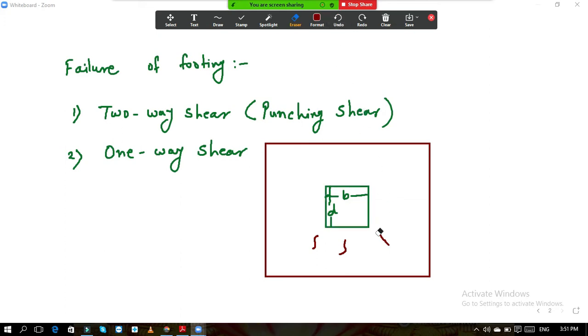But actually, what happens when this column tries to penetrate through the footing? This is called punching. If you see a punching machine, you know it very well. When you punch a paper, what happens? After punching, it creates a hole in the paper, right? And you get a small circular part of that paper.